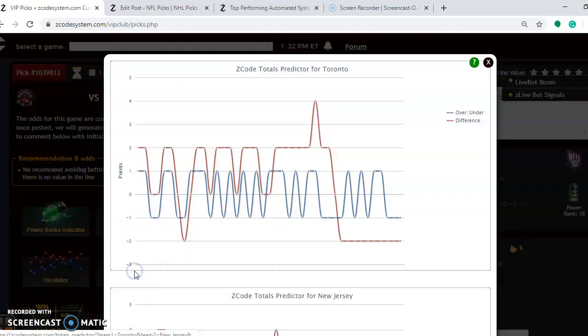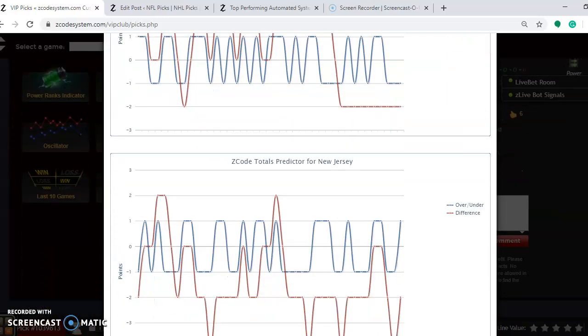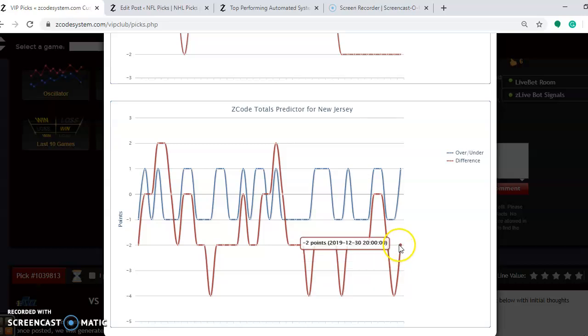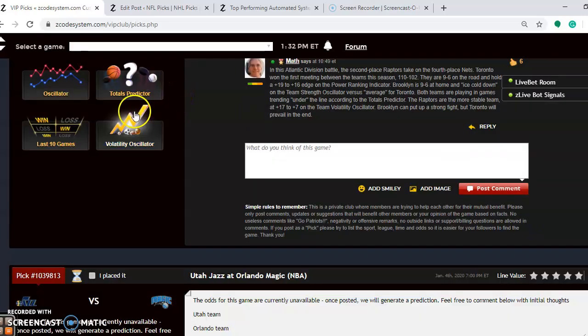Take a look at the totals predictor. If you're considering the over-under, Toronto is playing in games trending under the line. If you look at the red line compared to the blue line, New Jersey is playing in games trending under the line as well. So betting the under is a pretty wise choice in this one.